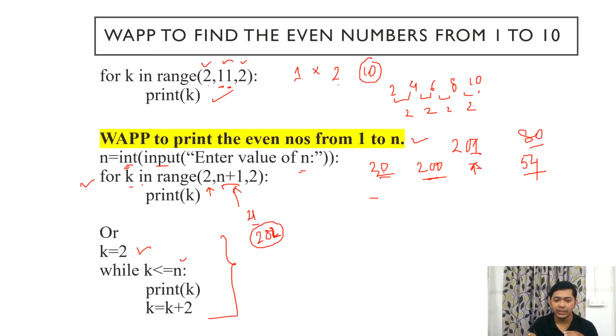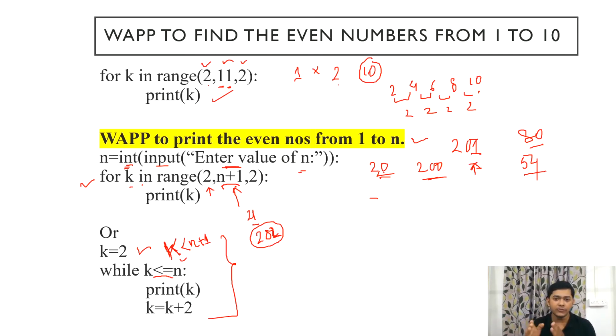If you want to write it this way, then in place of this one, you have to write k less than n plus 1. If you want to write this condition, then you have to write k less than n plus 1. So here we don't need to write k less than n plus 1. Why? Because you can directly write k less than equals to n. That means it will go till n. No problem. But with the range function, we cannot reach up to n. To reach up to n, we have to write n plus 1.